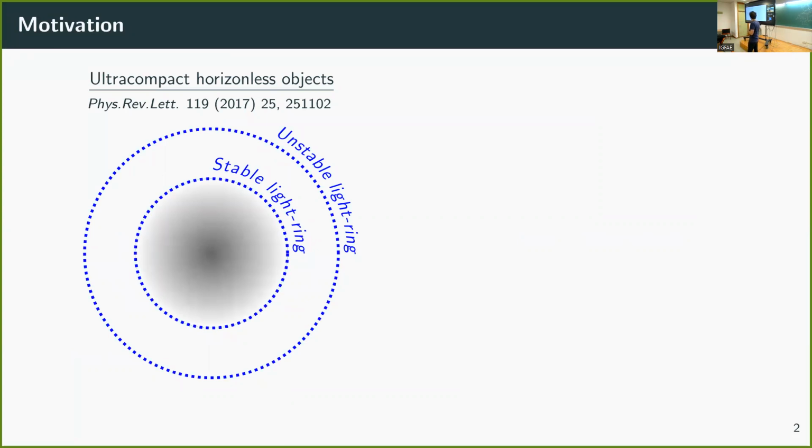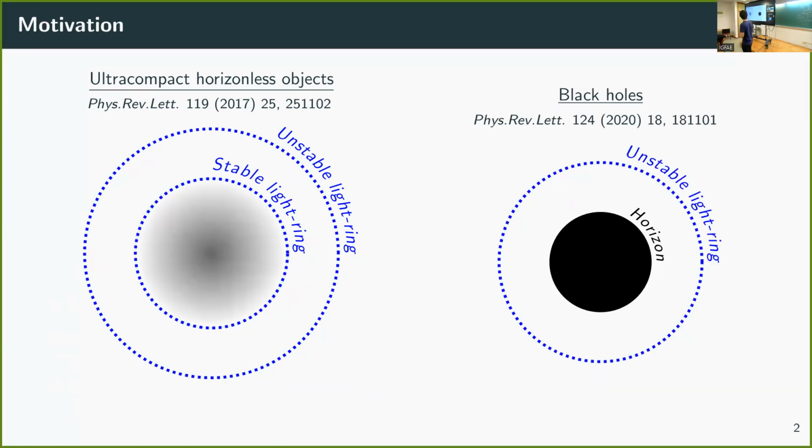One of them is from this PRL, where the authors showed that for ultra-compact horizonless object, so an object without a horizon, and that is ultra-compact in the sense that it possesses light rings, those light rings only come in pairs. So it can be 2, for example, or 4 or 6, and so on. And these two light rings that appear, this pair of light rings, the inner one is always stable, the outer one is always unstable. The same authors, some years later, showed that for the case of a black hole, the black hole always has at least one unstable light ring outside of its horizon. It can have more, but the other ones only come in pairs as well.